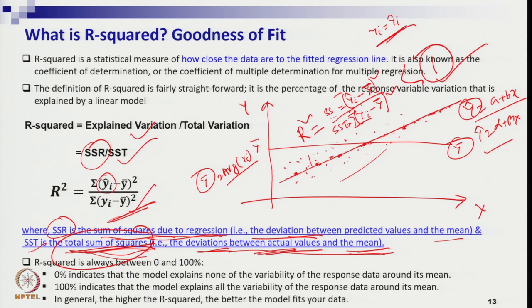How many are there on the line and how many are total outside. Through the mean, you calculate your deviation in both cases, and that ratio is nothing but your R square. In general, the higher the R square, the better the model fit you have done. That's it, that is your R square.